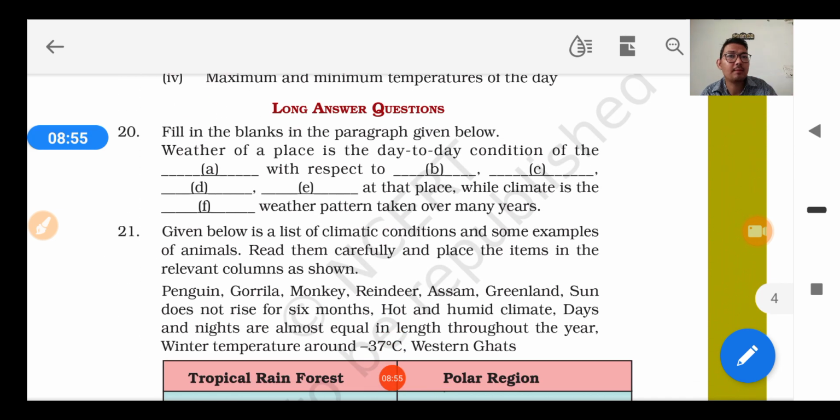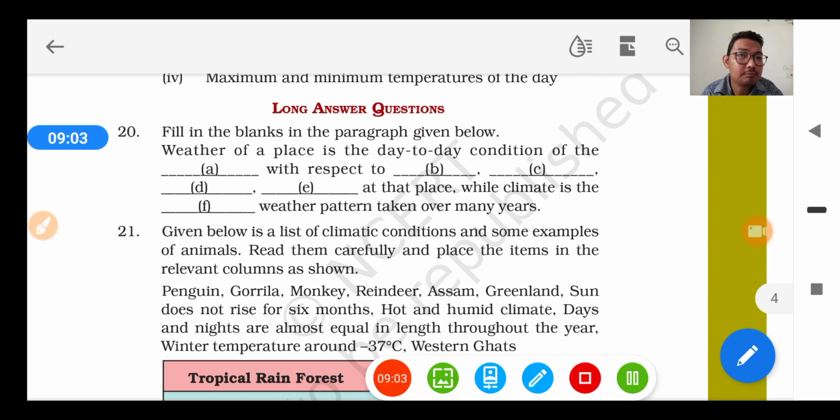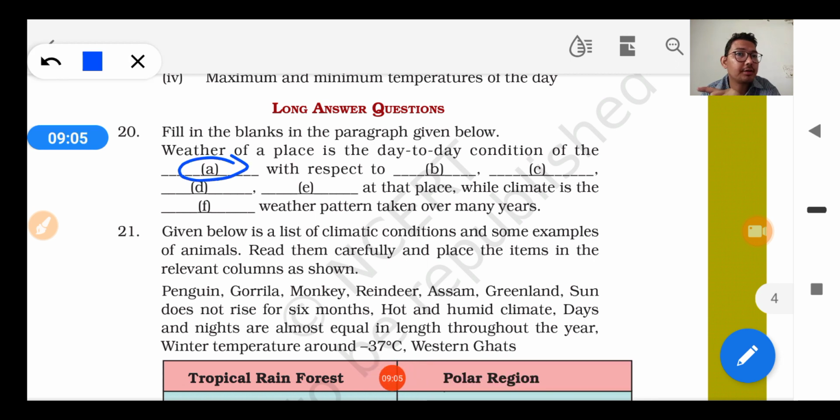Question number 20. Fill in the blanks in the paragraph given below. Weather of a place is the day-to-day condition of the atmosphere with respect to temperature, humidity, rainfall, and wind speed at that place, whereas climate is the average weather pattern taken over many years.